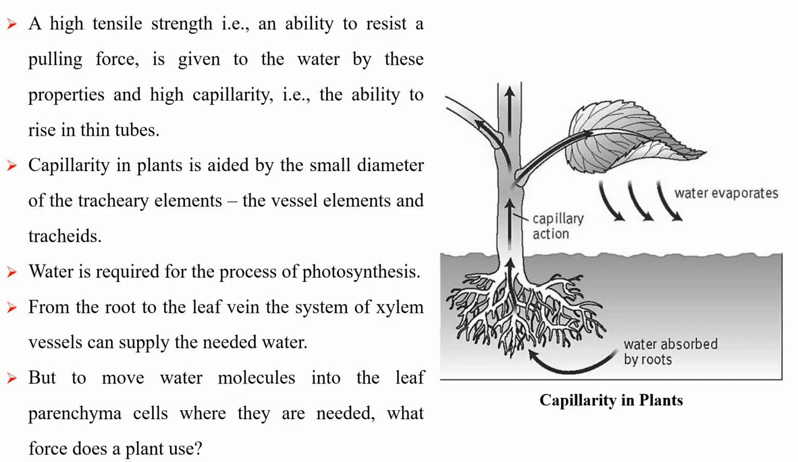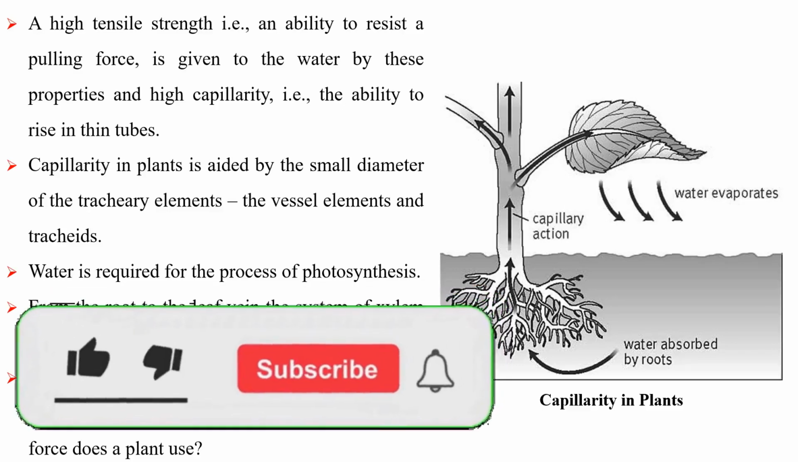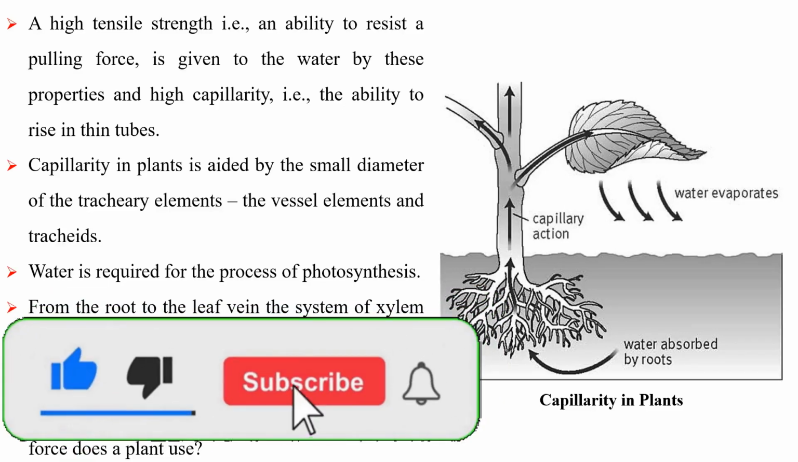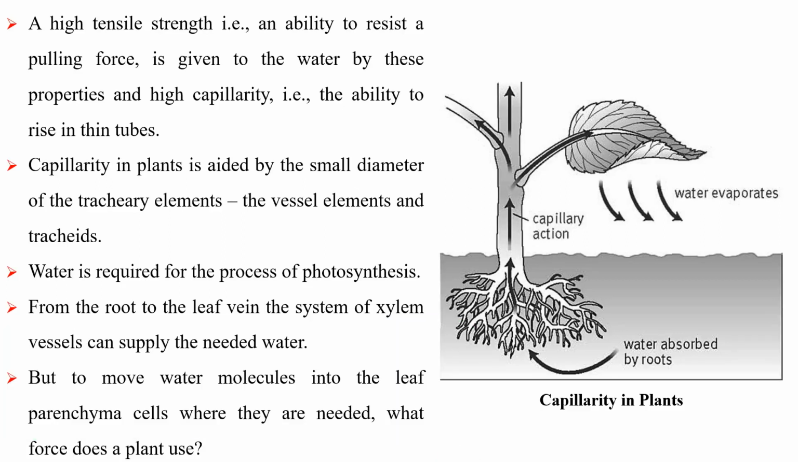A high tensile strength, that is, an ability to resist a pulling force, is given to water by these properties, and high capillarity, that is, the ability to rise in thin tubes. Capillarity in plants is aided by the small diameter of the tracheary elements, the vessel elements and tracheids. Water is required for the process of photosynthesis. From the root to the leaf vein, the system of xylem vessels can supply the needed water.